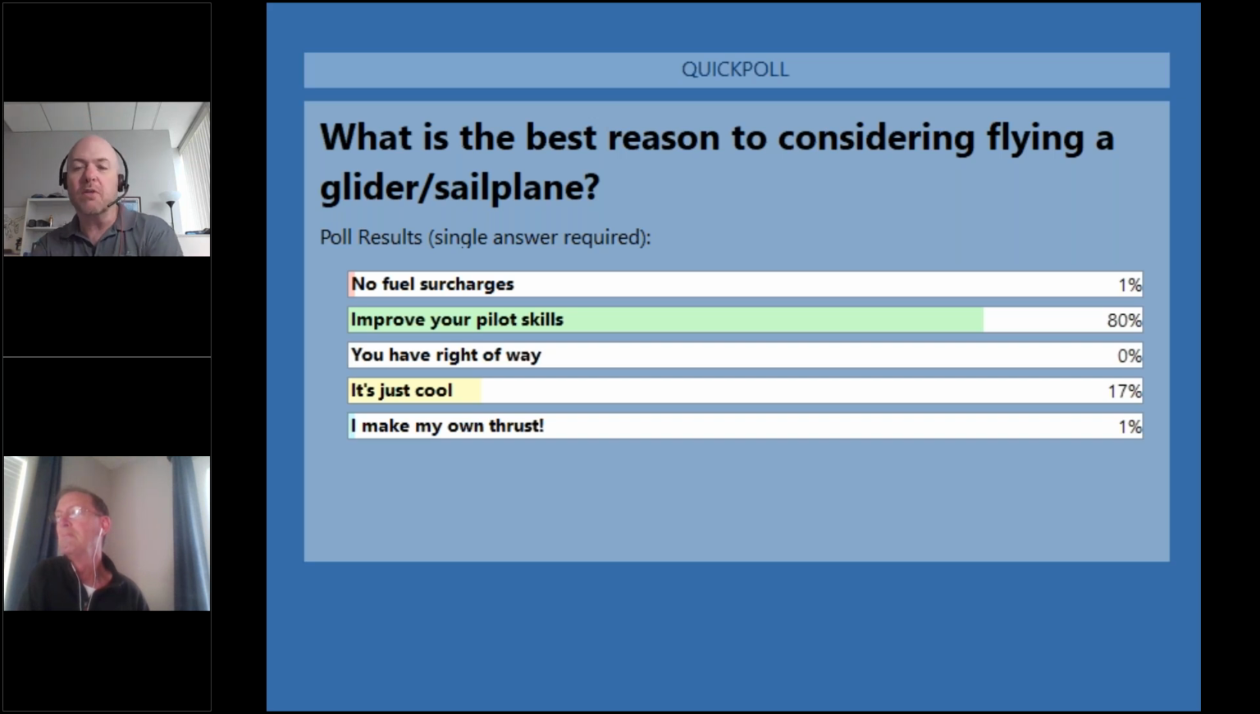So as you can see the results, you should be able to see them, or if not, we'll just go over them really quick. The vast majority, 80% of people, want to improve their pilot skills. And I think, Scott, you'll probably address how gliders can potentially do that. And then 17% just think they're cool. We always have the 1%. I always appreciate at least one person saying, I make my own thrust, the stupid one I put on the end. And then no fuel surcharges was the other 1%er. And then 0%, nobody chose, you always have the right of way.